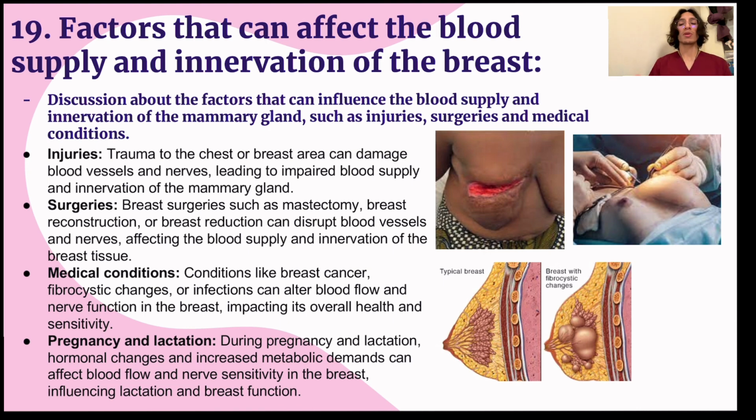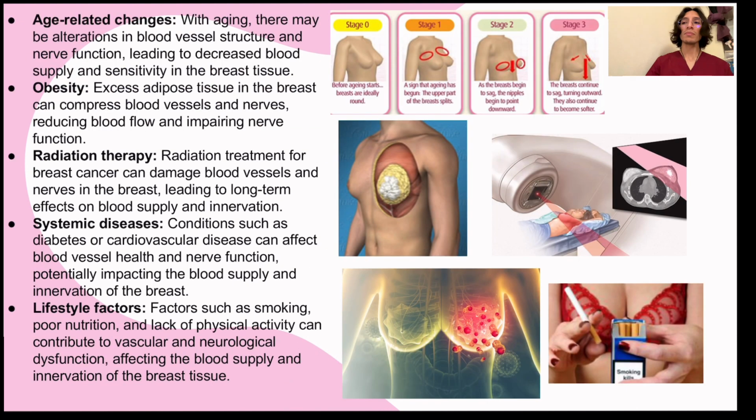Medical conditions like breast cancer, fibrocystic changes, or infections can alter blood flow and nerve function in the breast, impacting its overall health and sensitivity. Pregnancy and lactation: during pregnancy and lactation, hormonal changes can increase metabolic demands, which can affect blood flow and nerve sensitivity in the breast, influencing lactation and breast function. Age-related changes: with aging, there may be alterations in blood vessel structure and nerve function, leading to decreased blood supply and sensitivity in the breast tissue.